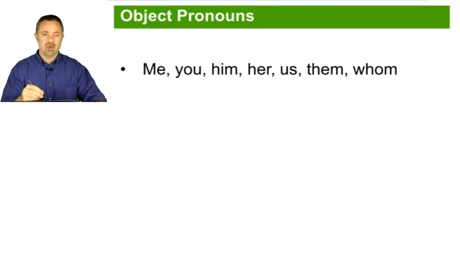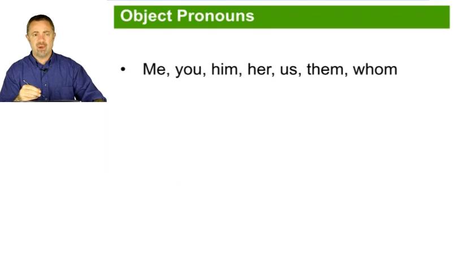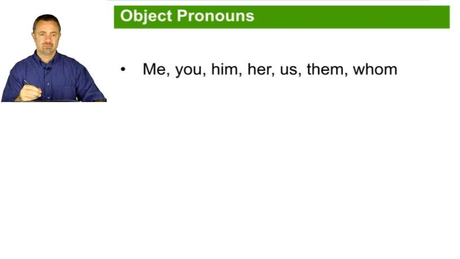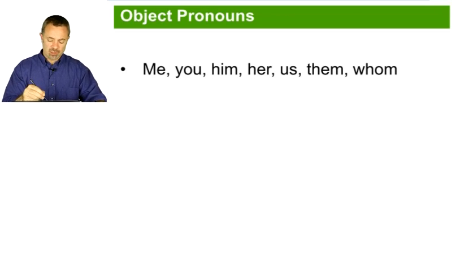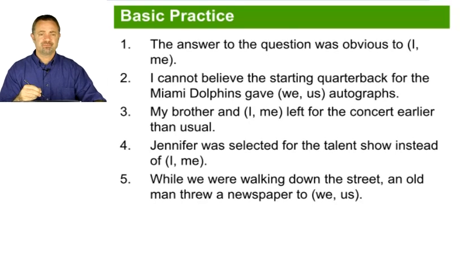More examples of object pronouns: me, you, him, her, us, them, whom. Notice, by the way, very often ends with an M: him, them, whom, and we'll discuss that in more detail. So why don't we take a look at some basic examples.